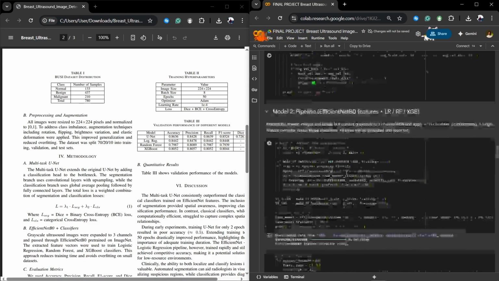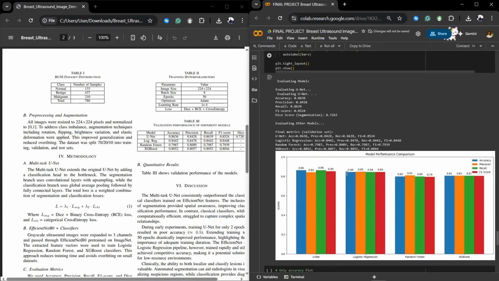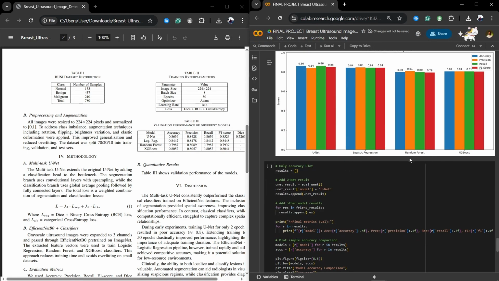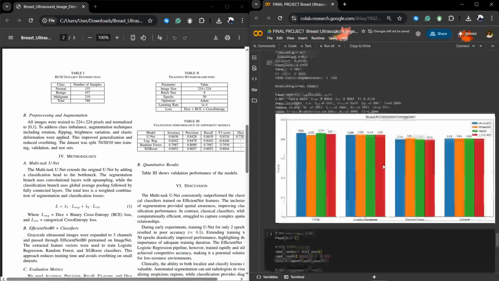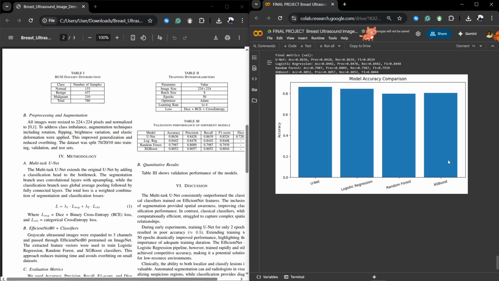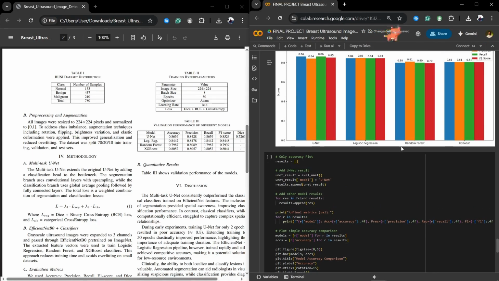Another part of my work was preparing the results for presentation. I generated the tables summarizing the model performance in terms of accuracy, precision, and recall, also the F1 score and Dice coefficient. I also helped generate the performance plots that compared different models side by side. These visualizations made it easier to communicate the findings in our report and presentation.